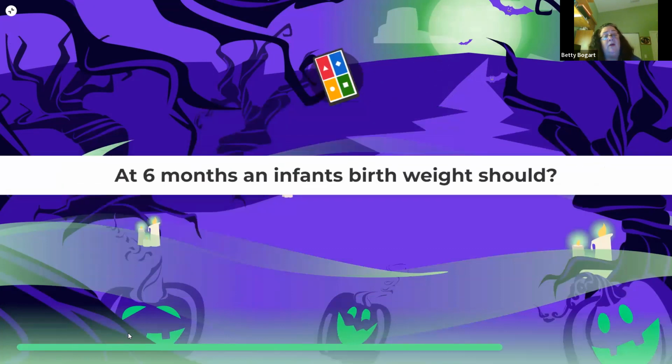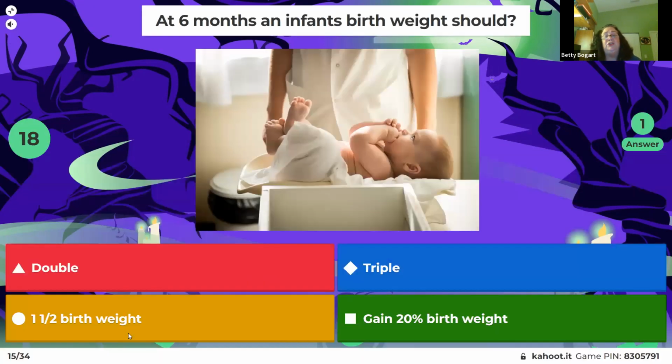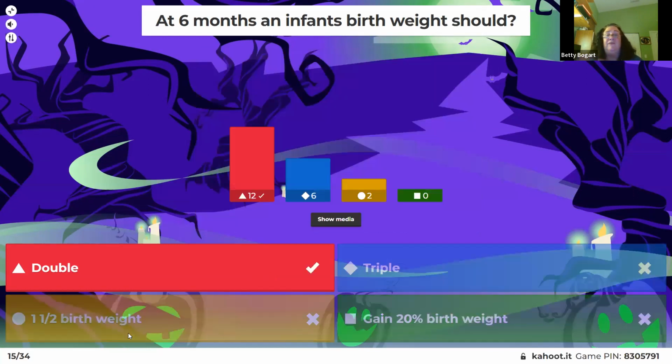At 6 months old, an infant's birth weight should do what? Now, many of these questions you're going to see again next week. I'm introducing you to those things that you're going to see. And if we know the answer to this, then if they're not at the proper weight, too much, too little, then we could do whatever intervention needs to be done. At 6 months, it doubles. At 1 year, it triples.